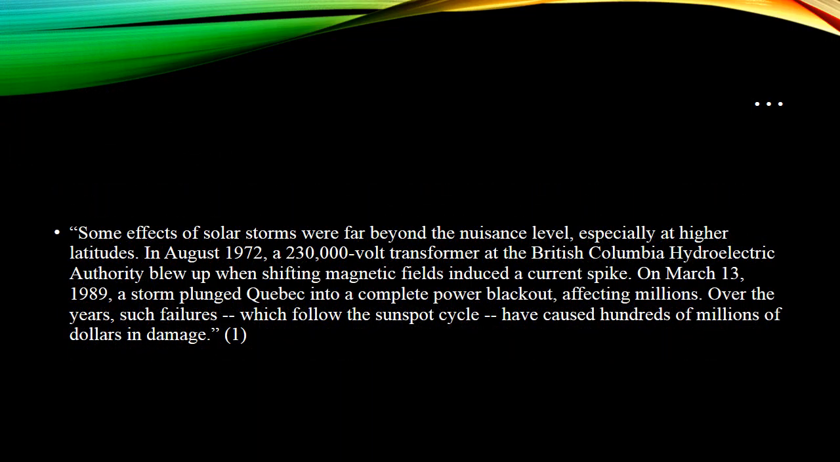This was a quote that I found, and I kind of really liked it. Some effects of solar storms were far beyond the nuisance level, especially at higher latitudes. In August 1972, a 230,000-volt transformer at the British Columbia Hydroelectric Authority blew up when shifting magnetic fields induced a current spike. On March 13, 1989, a storm plunged Quebec into a complete power blackout, affecting millions. Over the years, such failures, which followed the sunspot cycle, have caused hundreds of millions of dollars in damage. So I could only imagine how 2016 would feel if we were to be hit by a massive enough storm.